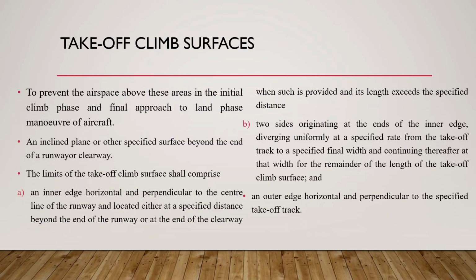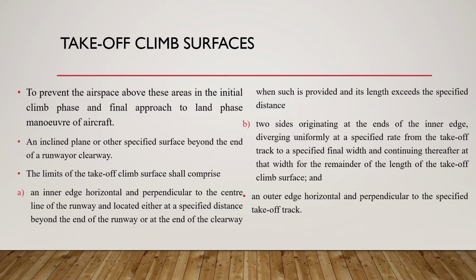The next surface which we are going to see is the takeoff climb surface. Till now, we have seen the surfaces which are developed when we move laterally away from the runway. Now, when we move on to the approaching phase of the runways, we have two surfaces, namely the takeoff climb surface and the approach surface. The takeoff climb surface is designed to protect the airspace above the areas of the initial climb phase and the final approach to land phase or maneuver of the aircraft.